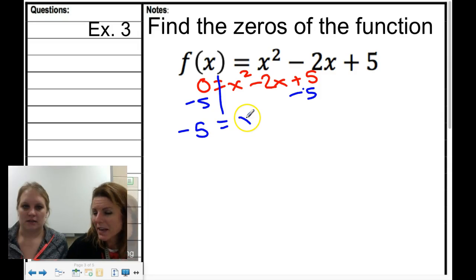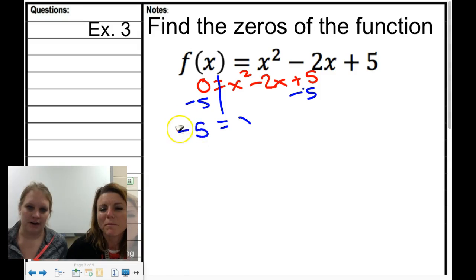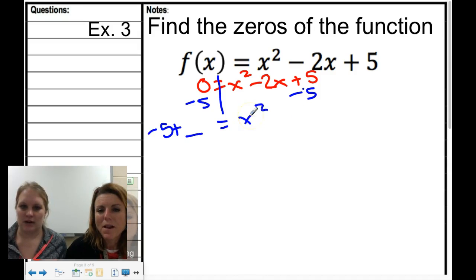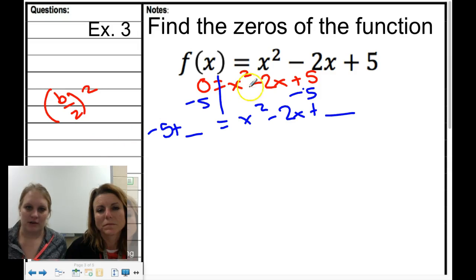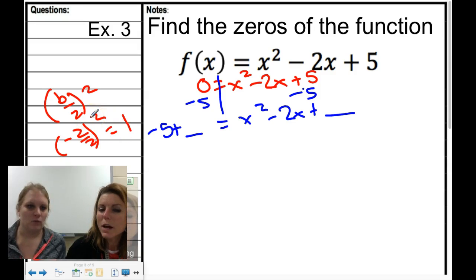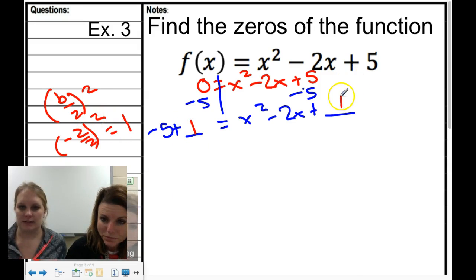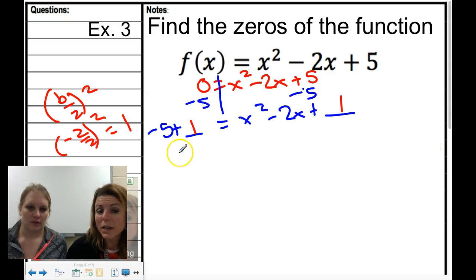Don't forget the plus on the line, because we're completing the square. Negative 5 plus something equals x squared minus 2x plus something. Well, that something is b over 2 squared. Our b this time is negative 2. So negative 2 over 2 is negative 1, squared gives us 1. That's what we're adding to both sides. Negative 5 plus 1 is negative 4.